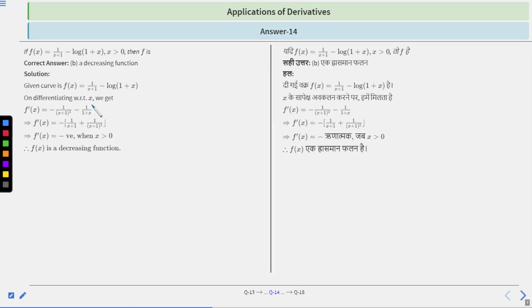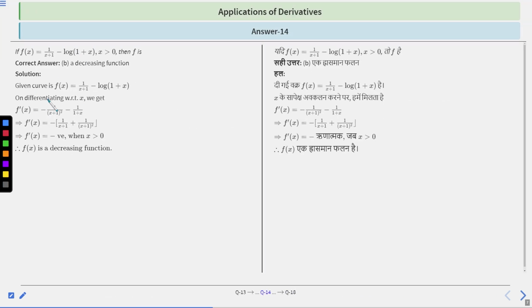Okay, let's move to the solution part. See, the given function fx is equal to 1 upon x plus 1 minus log 1 plus x, right? On differentiating with respect to x, we get f dash x is equal to minus 1 upon x plus 1 square minus 1 upon 1 plus x, right? So f dash x, let's take negative thing common. So f dash x is negative of 1 upon x plus 1 plus 1 upon x plus 1 square, right?